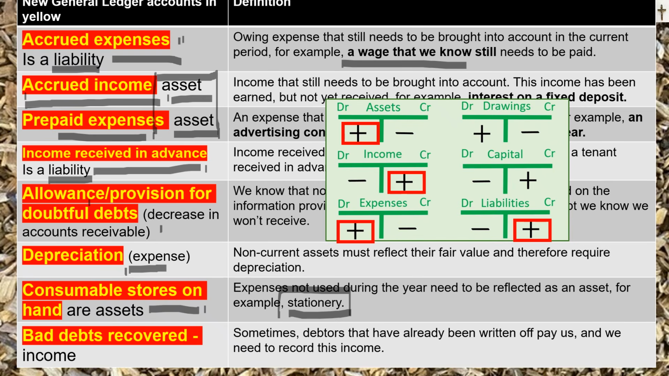And the stationery or the consumable items that weren't used, we debit an account called consumable stores on hand, which is going to go under current assets. Then also in this example here, we're going to do a bad debt that is recovered, and you will see we'll debit bank and credit bad debts recovered, and that is income. And then once again, all these assets, these new asset accounts, increase in assets get debited, increase in income.